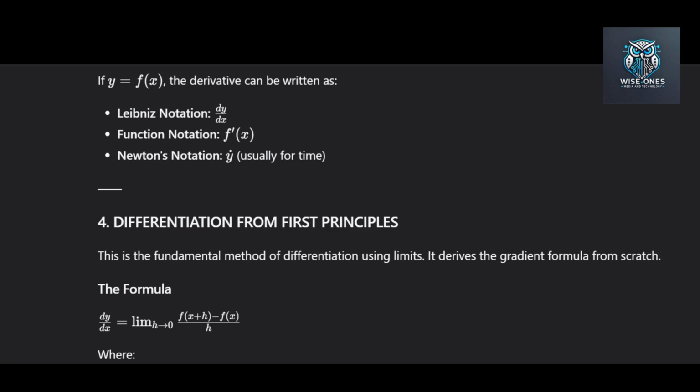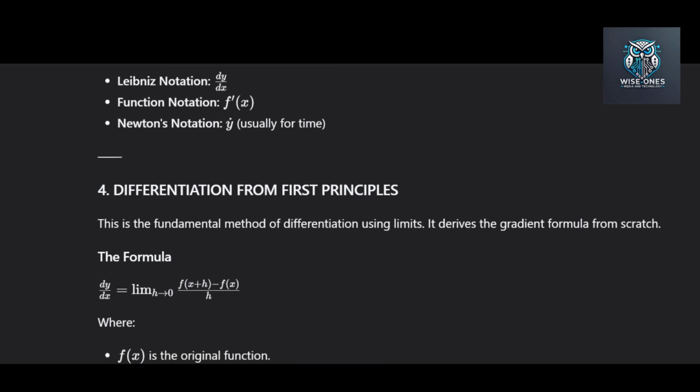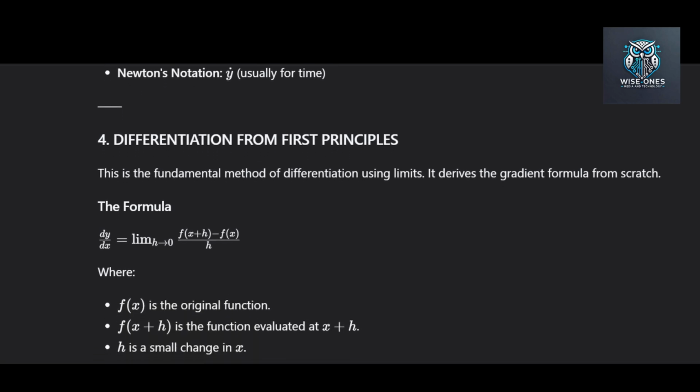The formula is dy dx equals limit as h approaches 0 of the fraction f of open bracket x plus h close bracket minus f of x over h, where f of x is the original function. F of open bracket x plus h close bracket is the function evaluated at x plus h. H is a small change in x. Think of it as a tiny step forward.